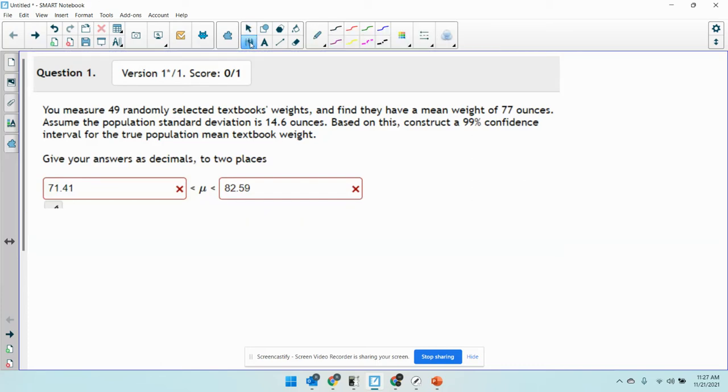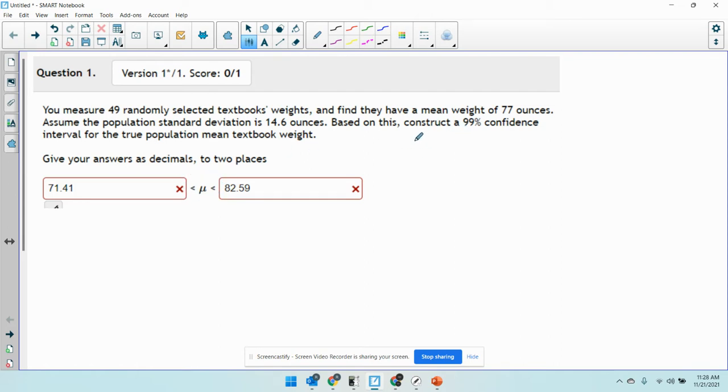Okay, so this says you measure 49 randomly selected textbooks' weights and find they have a mean weight of 77 ounces. Assume the population standard deviation is 14.6. Based on this, construct a 99% confidence interval for the true population mean. So notice this is in inequality form.